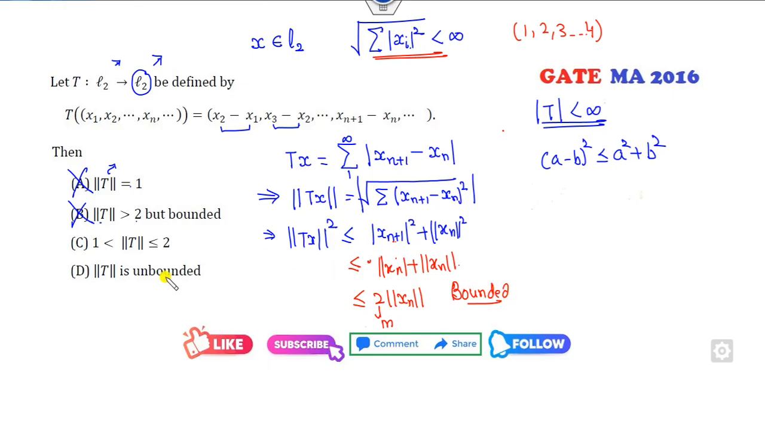So clearly say this is my M, which is finite, so hence it is my bounded. So once T is bounded, this option is cancelled, only this option is left, and you can see whatever the norm of T for the one particular example I have computed is also satisfied.